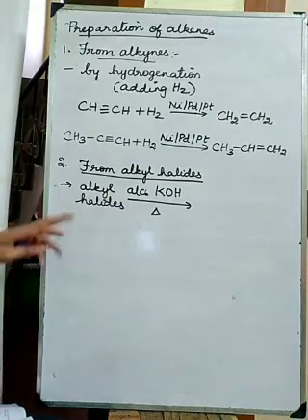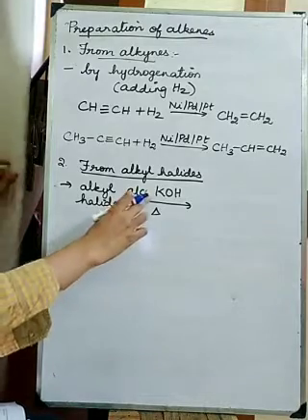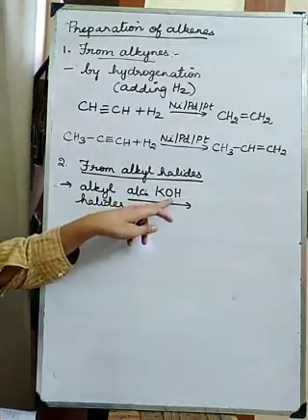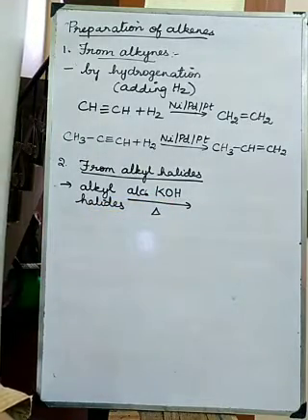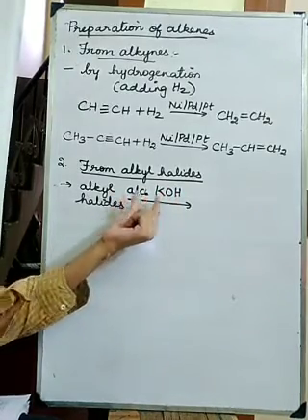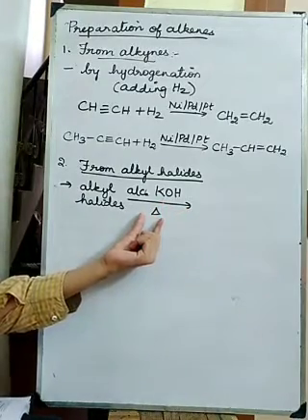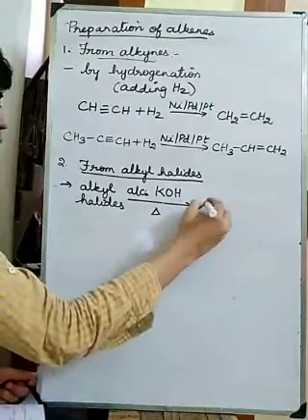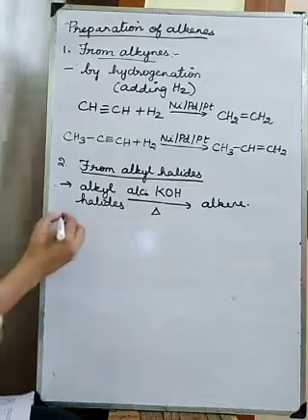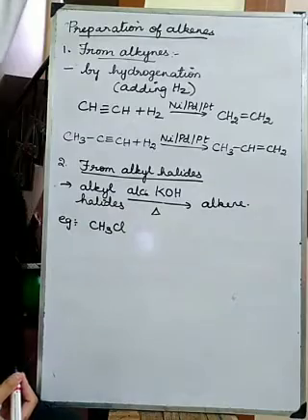So what will I be doing? I am going to treat this alkyl halide with alcoholic KOH. What is alcoholic KOH? Potassium hydroxide will be in solid form. That I will dissolve in any one alcohol. That is what is called alcoholic KOH, and I am going to heat it. When I heat it, what will happen? I will get alkene. For example, I will take one compound.